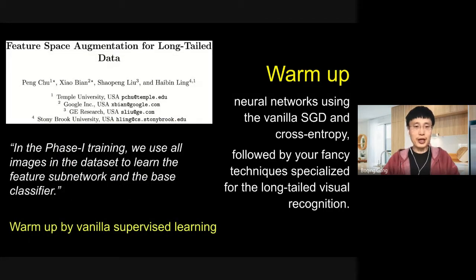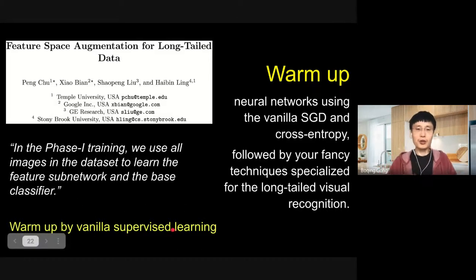The same thing happened in this paper, I believe published at ECCV also last year. So they have two stages. In the first stage, they use all images in the dataset to learn the feature subnetwork and the base classifier. So again, here the warm-up is by vanilla supervised learning.